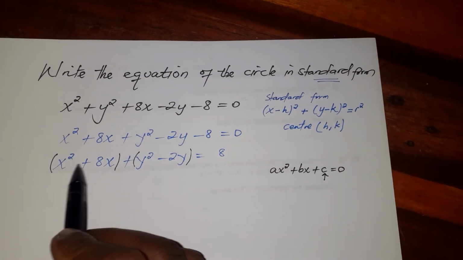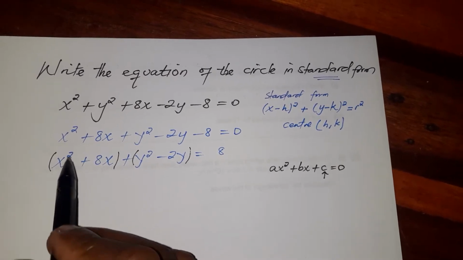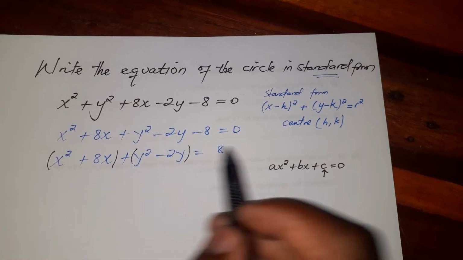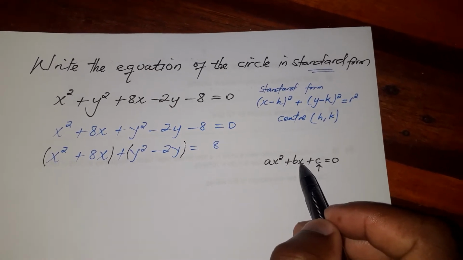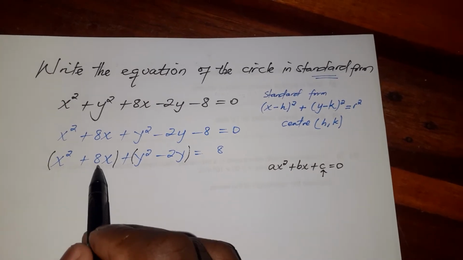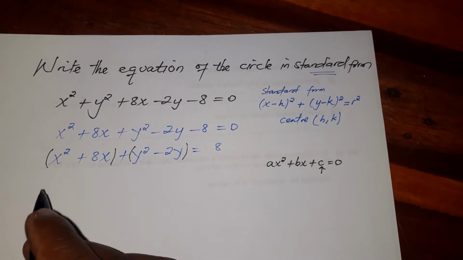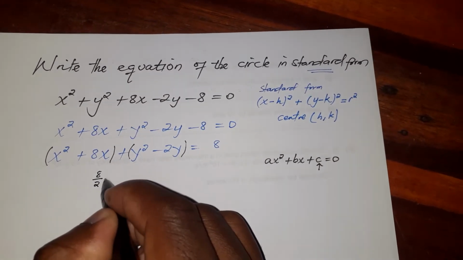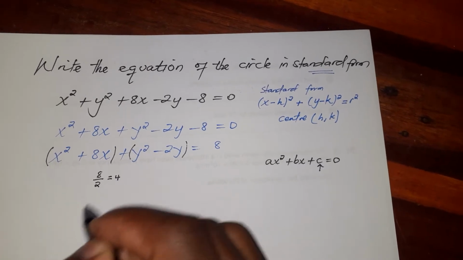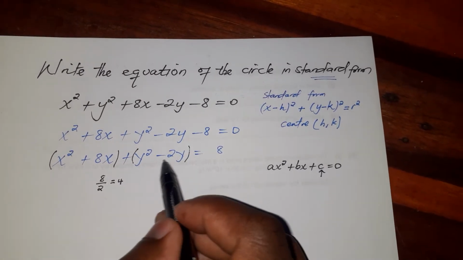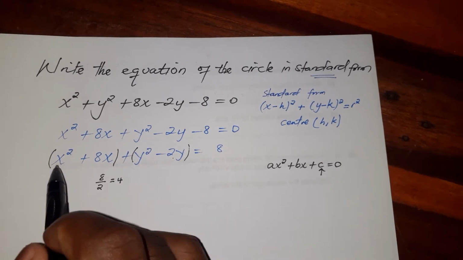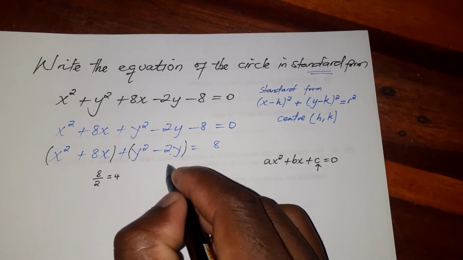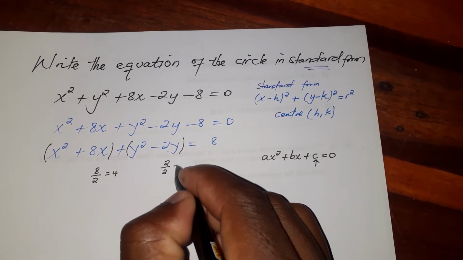Now if we look at the group where we have x squared and 8x, you will see that our b value is the number in front of x. The number in front of x here is 8. That is our b value. Therefore that b value, we should halve it so that we can get 4. And we should also do the same here for y. The b value is 2, and then we are getting 1.